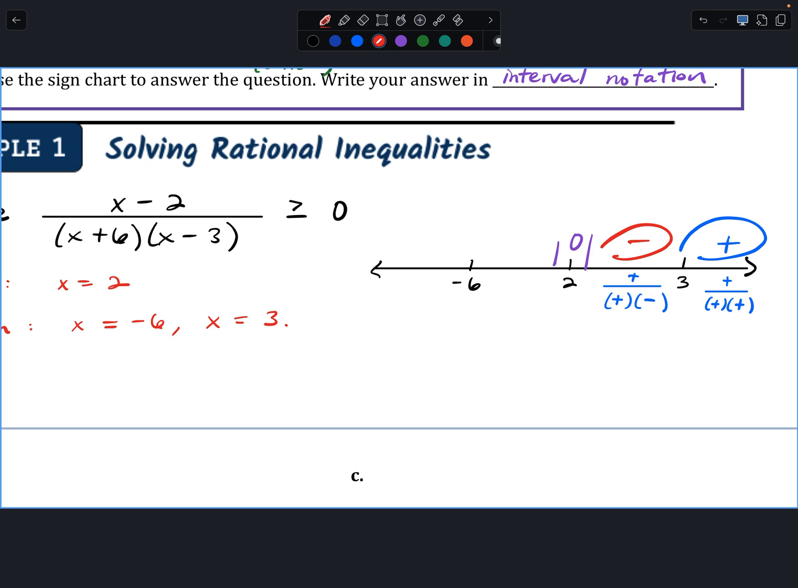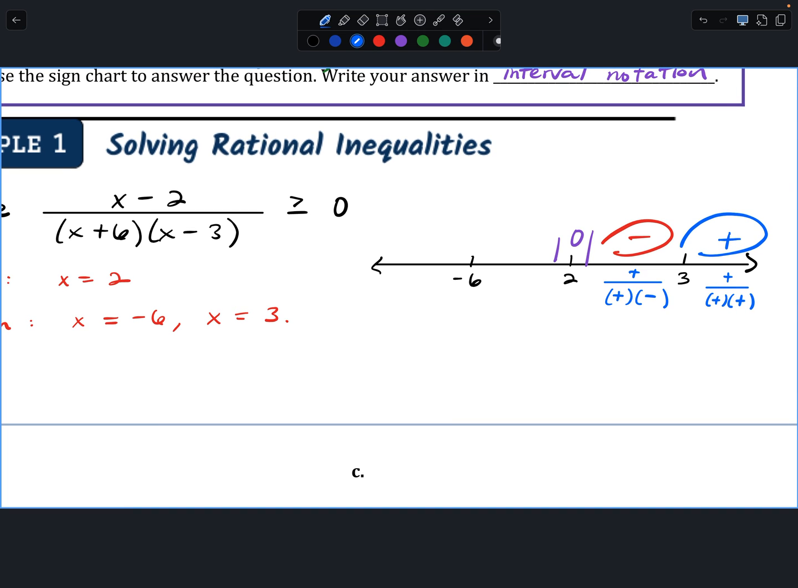Okay, is everyone okay? What would be a very smart choice to pick right here? 0. So 0 minus 2? Negative. 0 plus 6? Positive. 0 minus 3? Negative. So I notice right here I have a negative on top and a negative on the bottom, so that's going to become positive. So a negative divided by negative gives me a positive. So this is going to be positive.